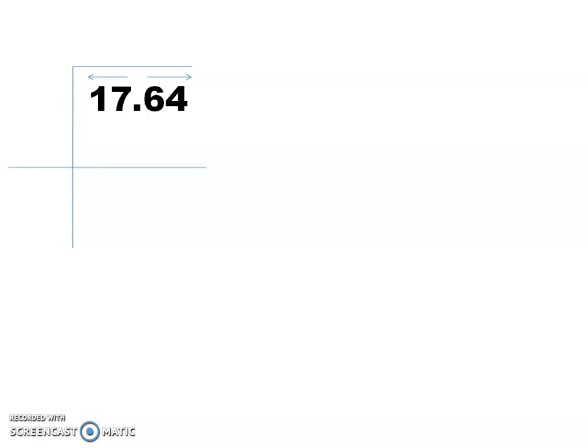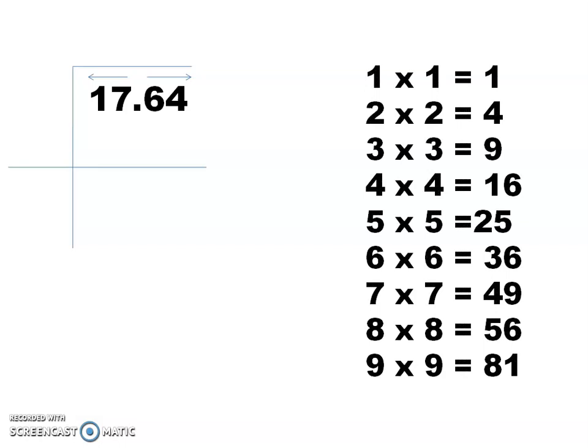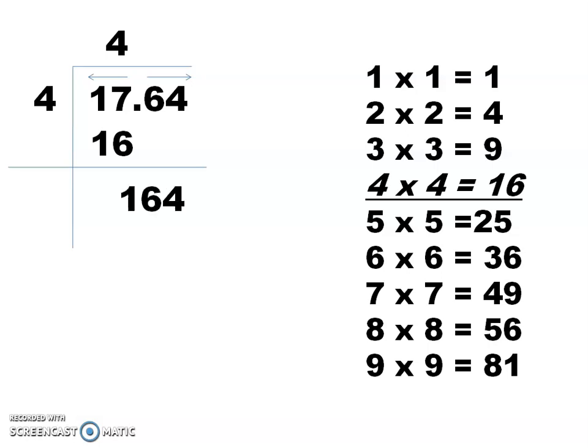All other procedures are same as finding the square root of whole numbers. What will you do? You will check the number 17. Which is the perfect square number near to 17? You know, it is 4 into 4, 16. Isn't it? So we will write 4 and 4. 4 into 4 is 16. Subtract, you will get 1 and you take 64 below.